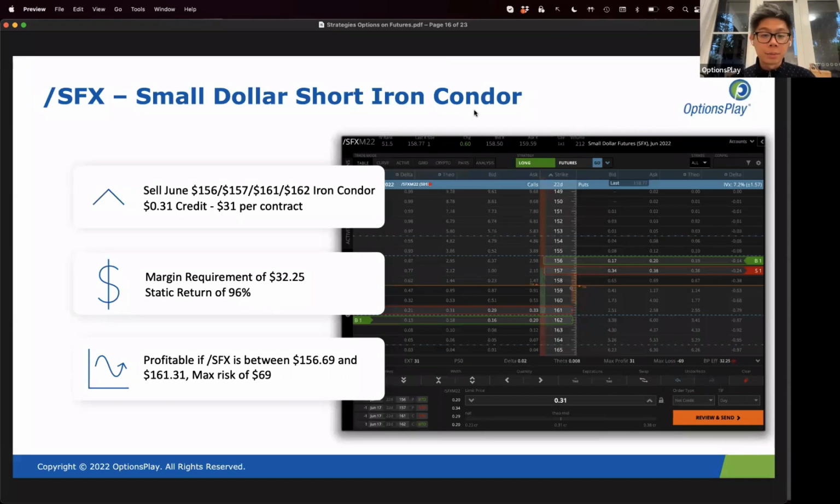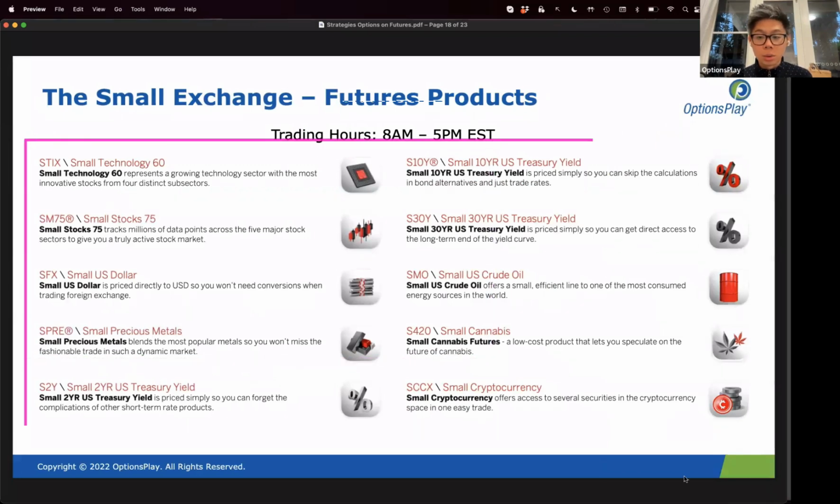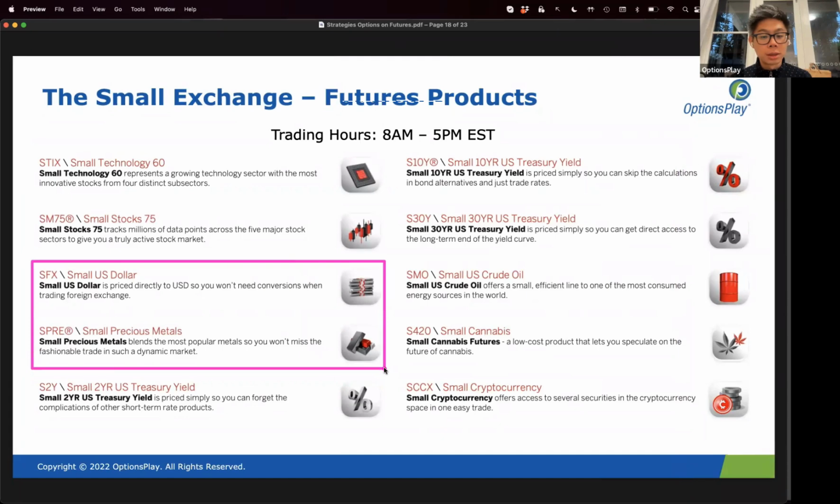any of these specific products listed here that you can trade futures on, or options on futures, which are the dollar and precious metals, are assets that generally don't see huge gaps in a single day, right? It's not like Target that can be down 25% in a single day, or John Deere that's down 15% in a day on some bad news. The US dollar and gold simply don't do that.